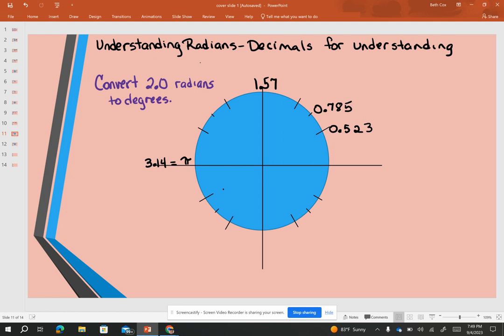We need to know pi radians would be 3.14. That's the decimal approximation for pi. Pi over 2 would be literally 3.14 divided by 2. We do that in the calculator. We get 1.57, and so forth.